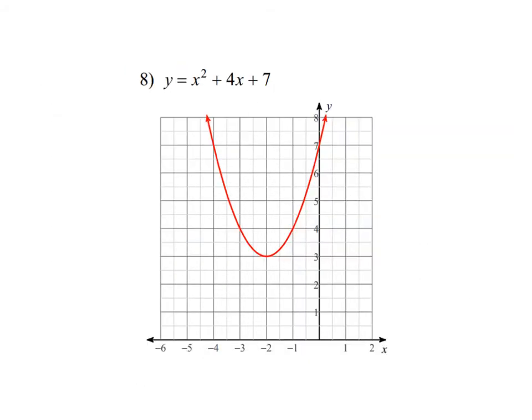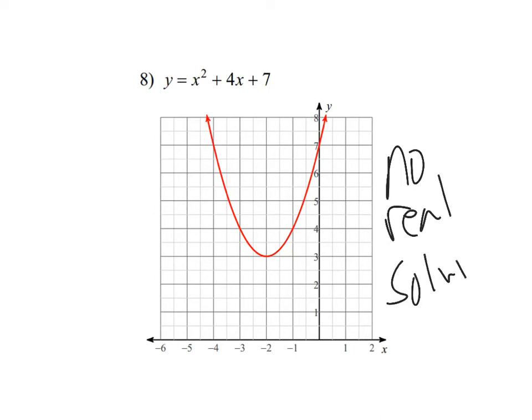So for this graph, here's the x-axis, here's the y-axis. I see it crosses the y-axis at 7, but that's not what we're looking for. We're looking for the x, the zeros, the roots. Well, here's a situation where it doesn't cross the x-axis. It heads to infinity this way, it heads to infinity this way, and it has a turning point right there. So there's no real solutions here. And for this course, you don't have to find them.